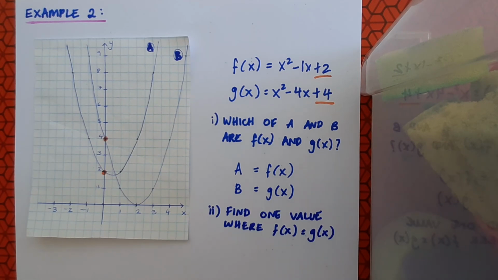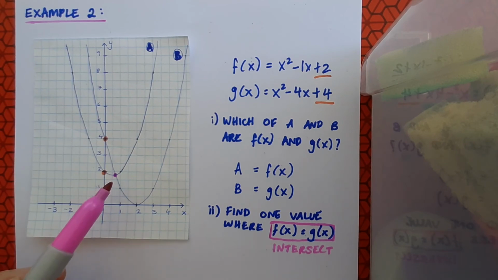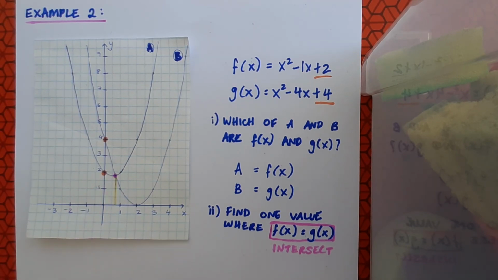Next, we're asked to find one value where f of x equals g of x. But of course, again, when we say that two functions are equal, what we're really saying is that they're intersecting. So what do you think I should write as the answer for this? Well, I first of all mark the point where they intersect, and then I drop down to the x-axis to get my value. And this time it's approximately 1.7 or 1.8. I'm going to say 1.7. Remember that in all cases where you're reading from a graph, you're estimating. They'll allow you a little bit of wiggle room, but try and be as accurate as you can.